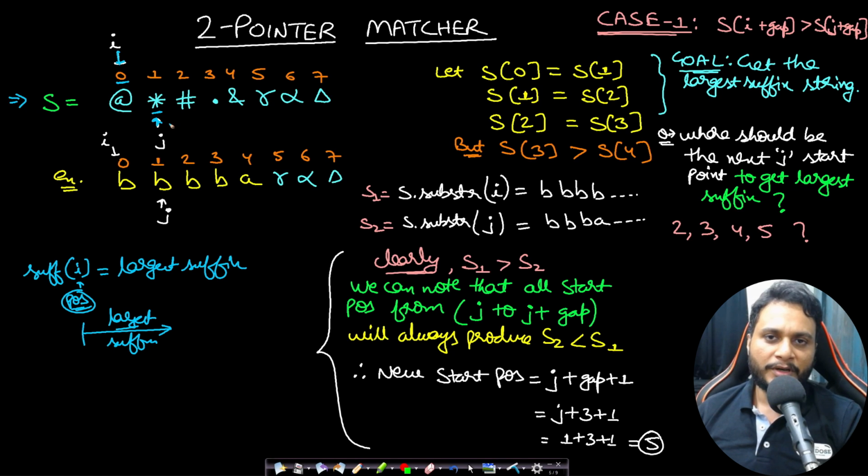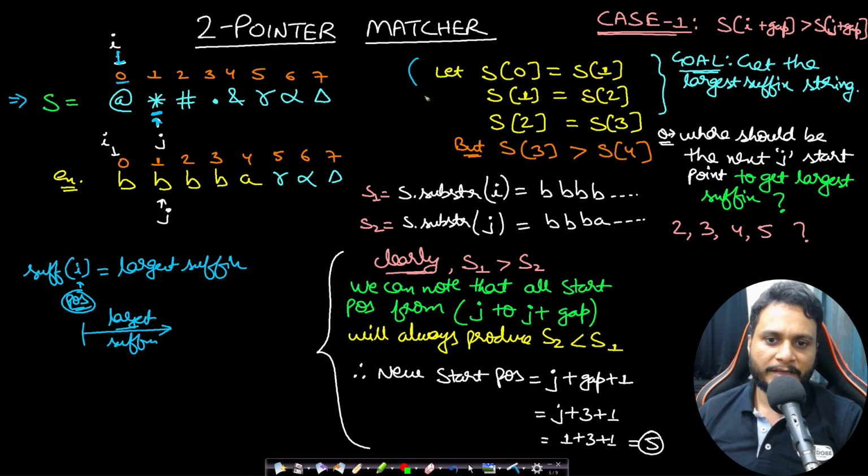If at a certain point I get to know that the suffix starting at J will be larger, then I will update I to J. I will reassume the new start position and again check on the right hand side. Okay, this is the overall idea. Let's see how it works.